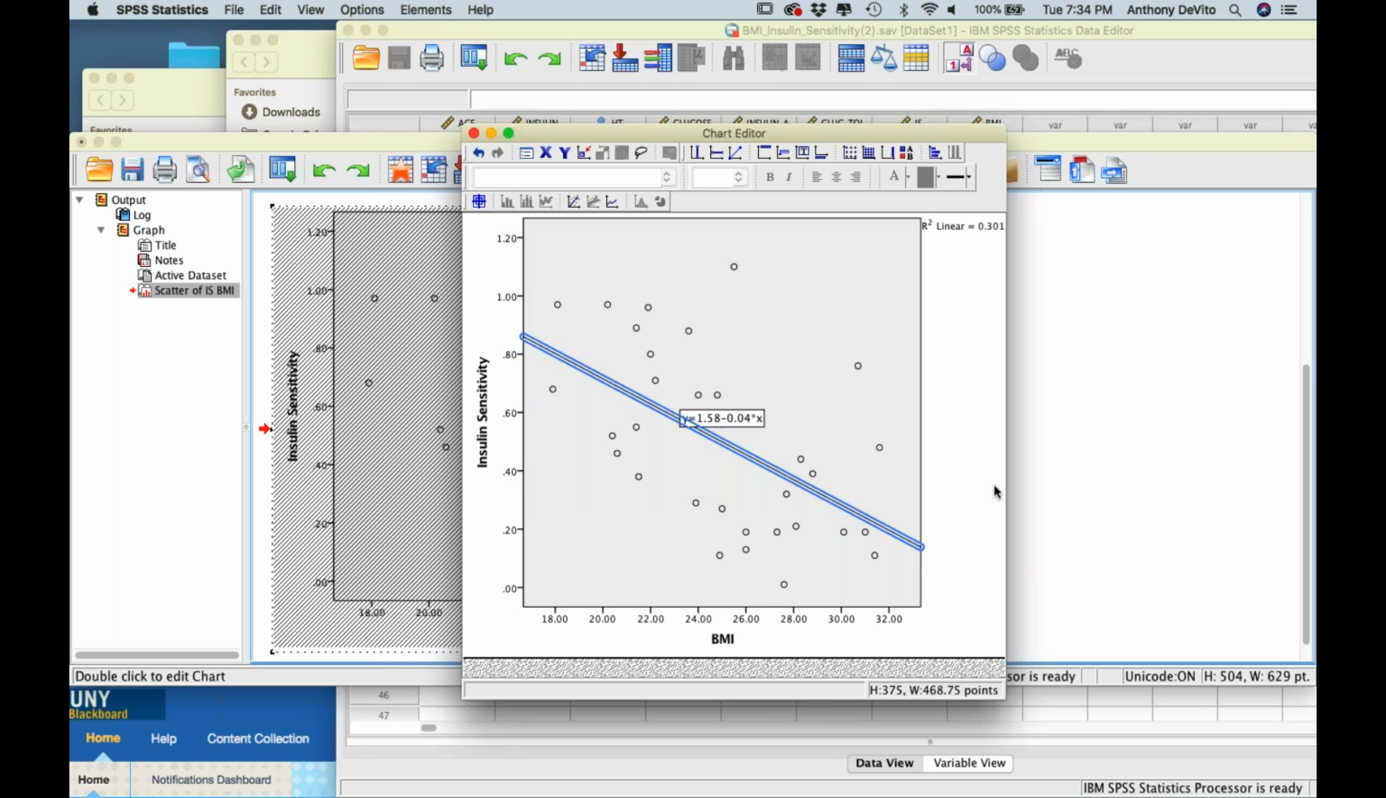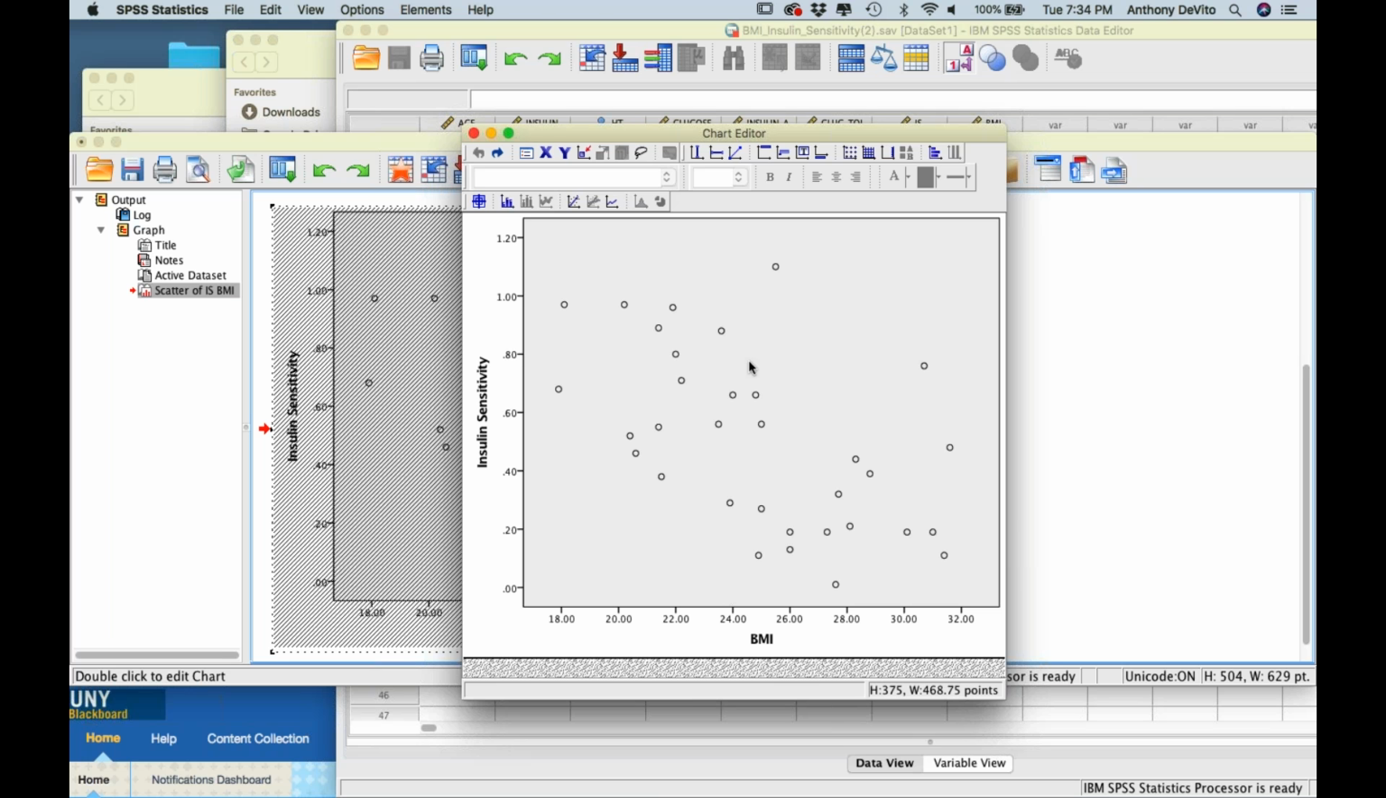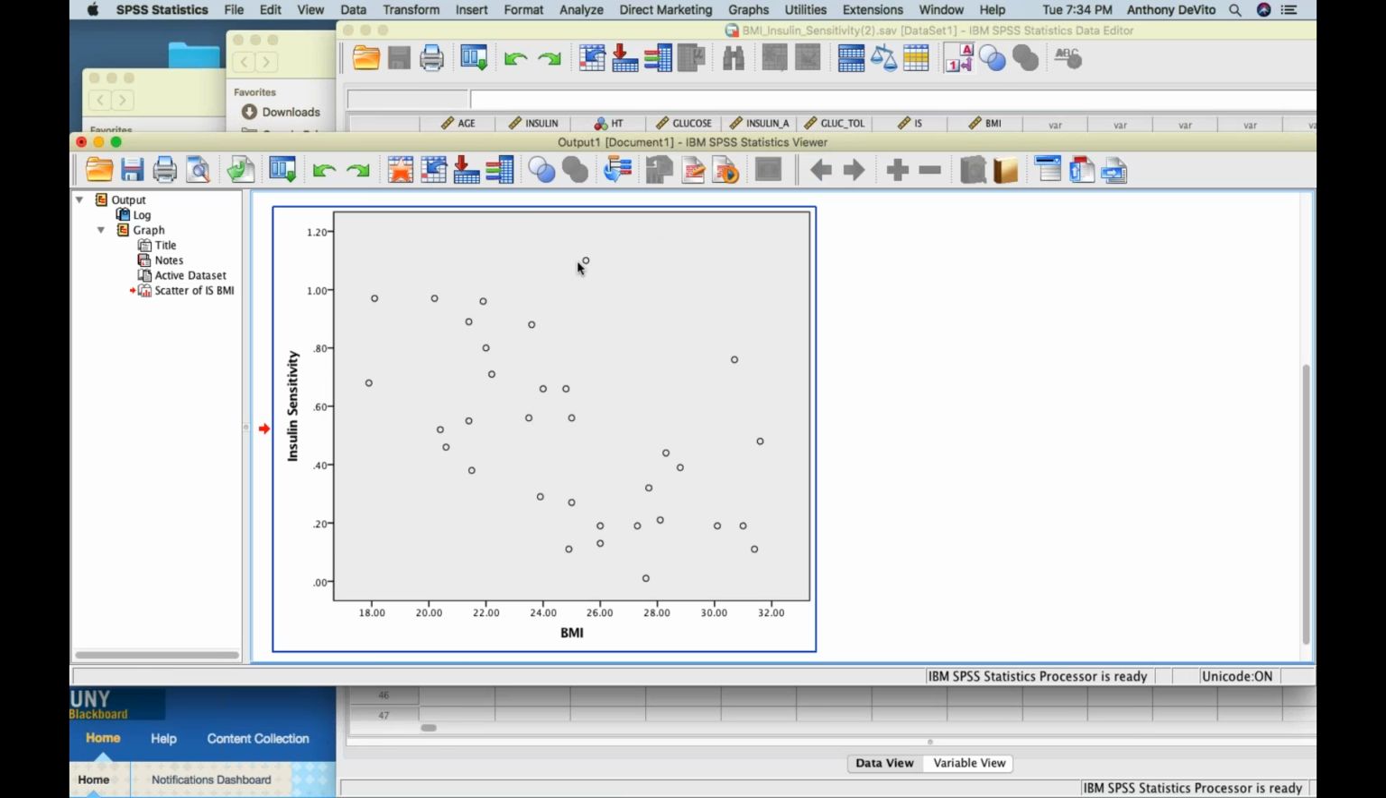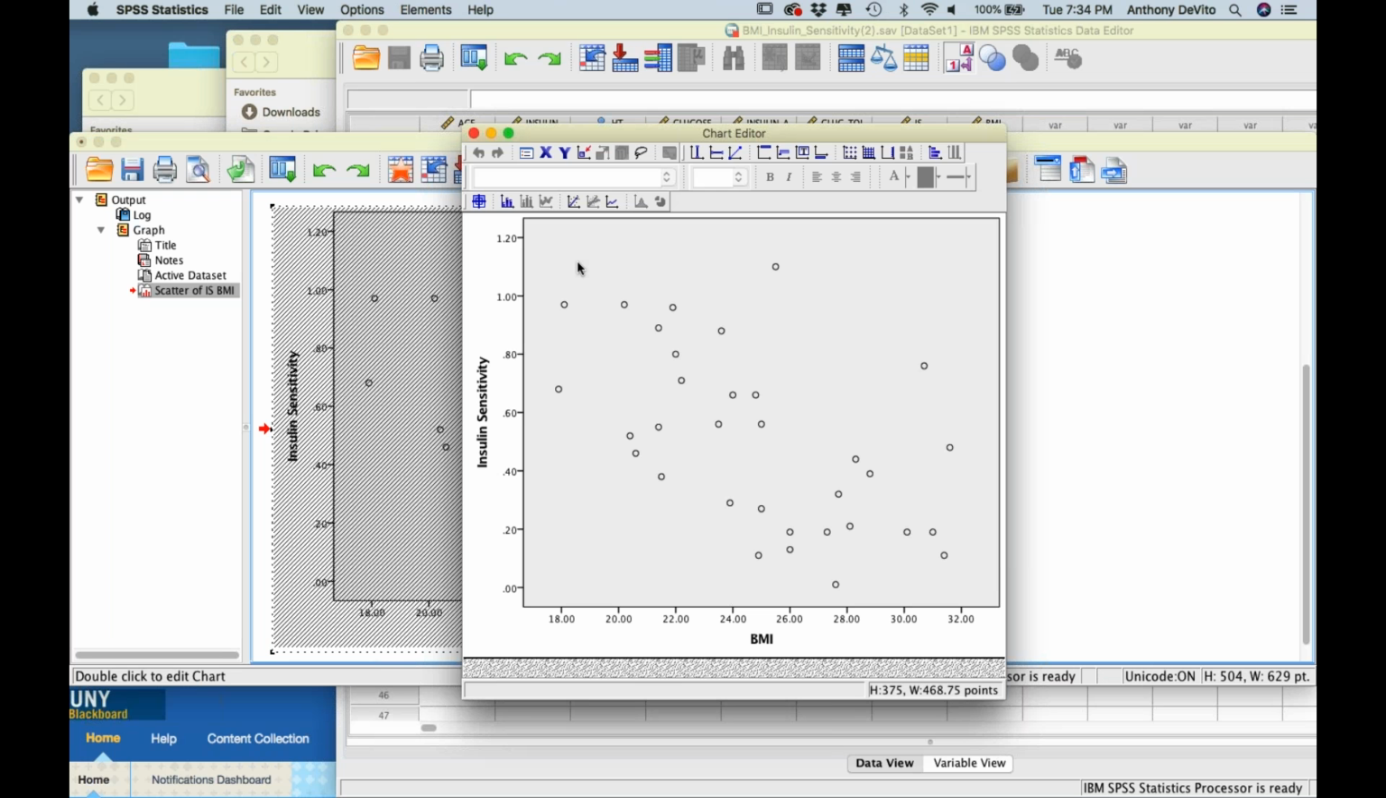What's that? Yeah, sure. I'll undo this. Undo. How far back should I go? Well, I'm going to close this first. I'll go back right to the beginning. Okay, here's our scatter plot. I'm going to double click on it. It's going to open up an editing window.